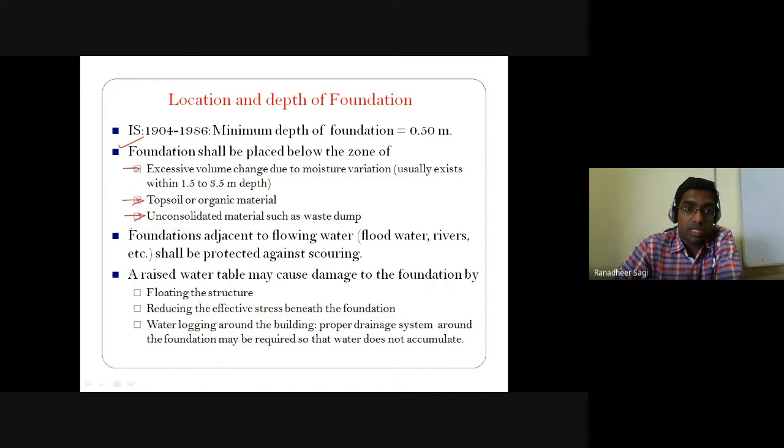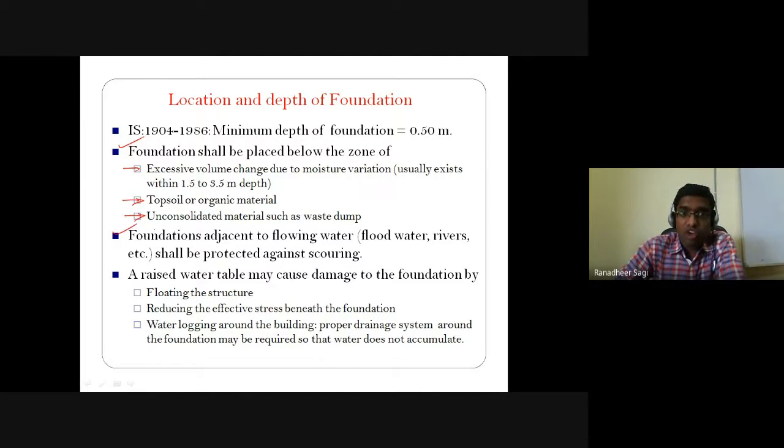So in all such cases, the depth at which the foundation has to be constructed is below that municipal solid waste deposited region. Below that depth only you should construct your shallow foundation, or below the depth of your organic material, or below the depth of the top soil layer which got formed because of wind effect or various other reasons.